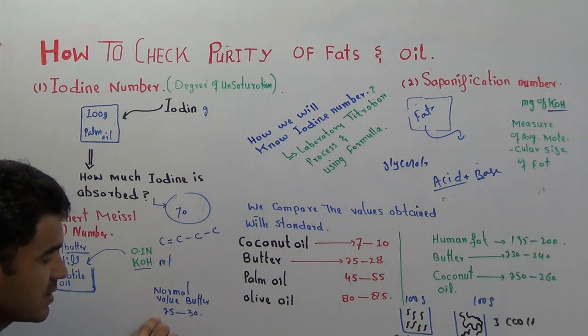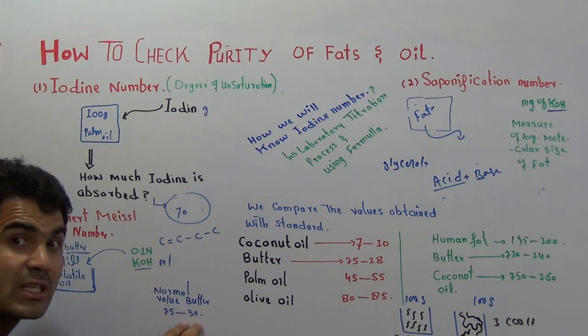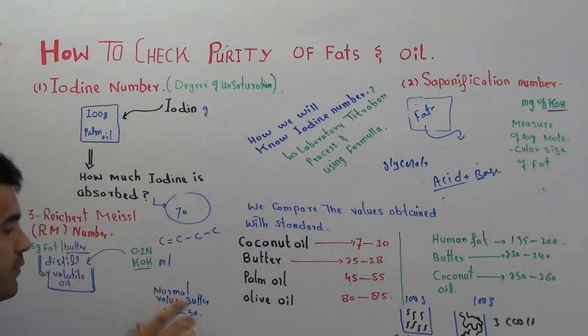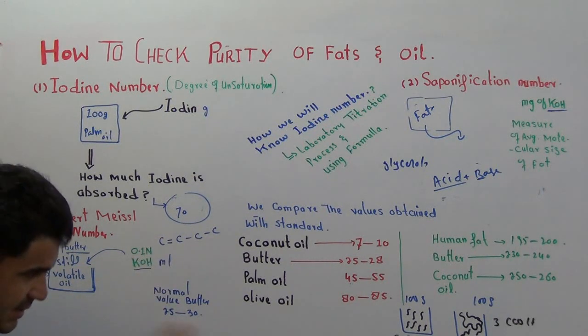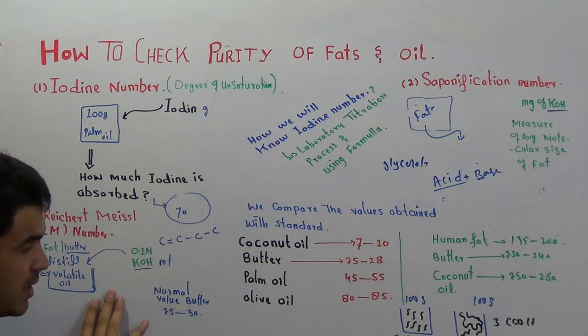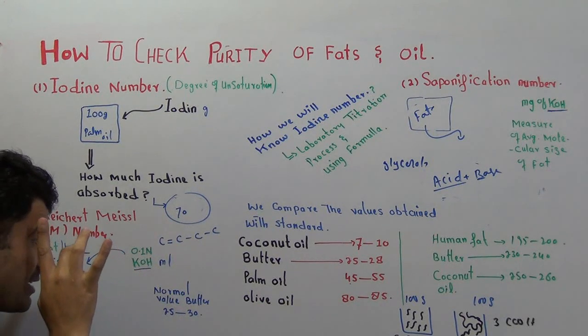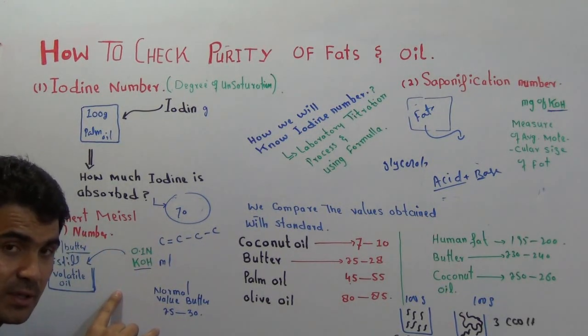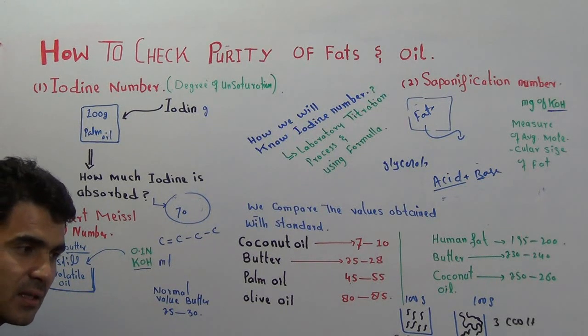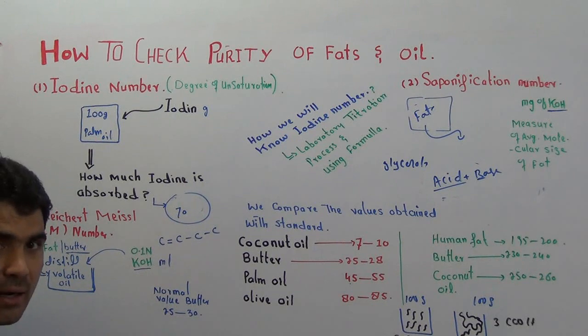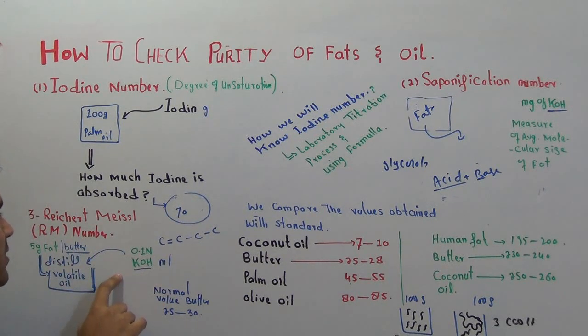For butter, the standard value is in the range of 25 to 30. If the number for butter is below or above that, it means there is a problem in the butter, because that is a very specific identification for butter. Whenever you want to check the quality of the butter and whether it is original or not, you must find the RM number.